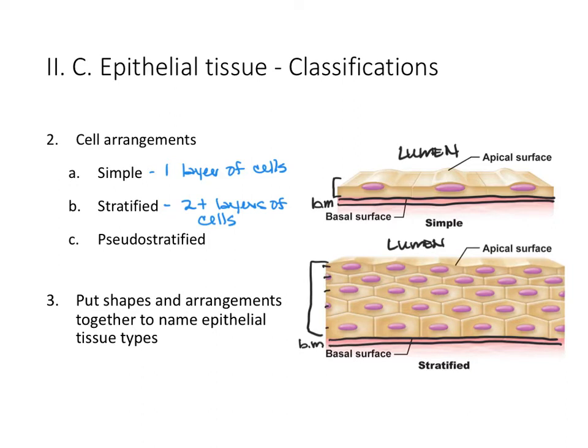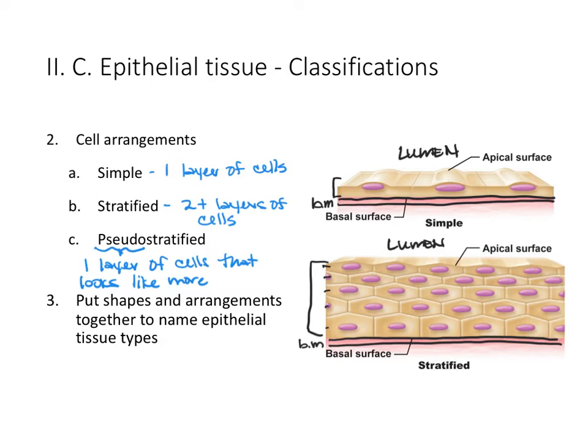That would be stratified. So pseudostratified is kind of a weird thing. It looks like it's stratified, but pseudo here means false or fake. So there's really only one layer, but it looks like there are more. If you were able to get a really good look at pseudostratified epithelium, you would be able to see that all the cells actually touch the basement membrane, but sometimes it's hard to see that because the cells tend to be at different heights.